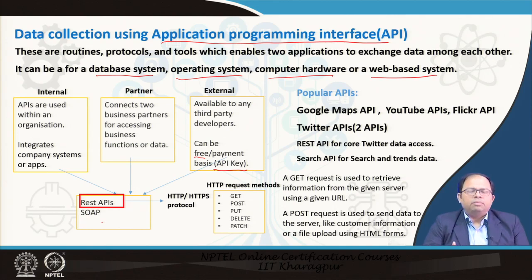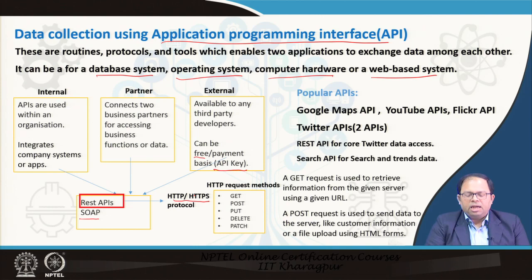Data could be exchanged between two programs. And there is another architecture which is called SOAP architecture. These are the two architectures usually followed. And the HTTP and HTTPS protocols are the ways the information is sent between these two APIs, from one program to the API of another program.